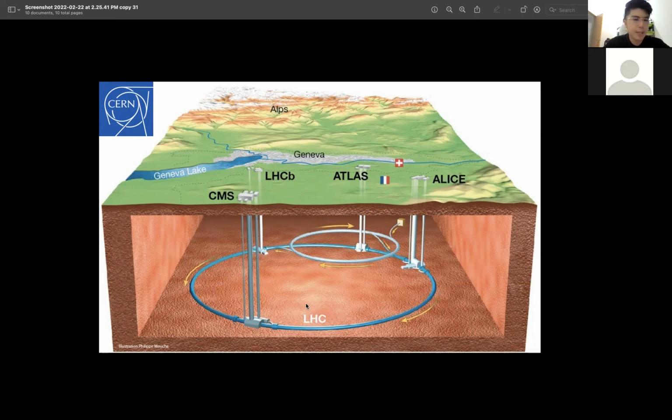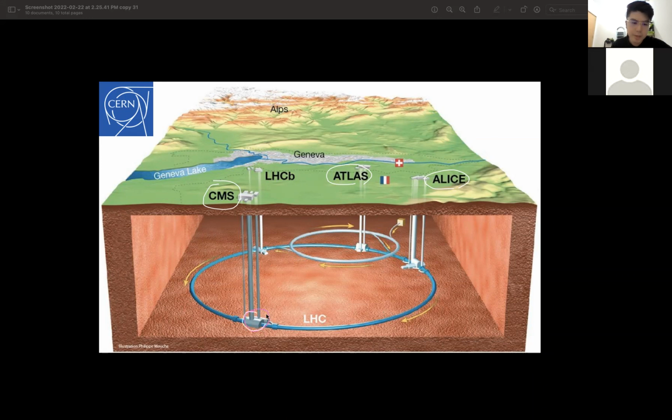LHC stands for Large Hadron Collider, and you can see here it shows all this. What is this? CMS, Atlas, and Alice. All these are the control room. I can say control room because this location is where the collision of the particle happened. For example, like this one over here. This is where the collision happened.